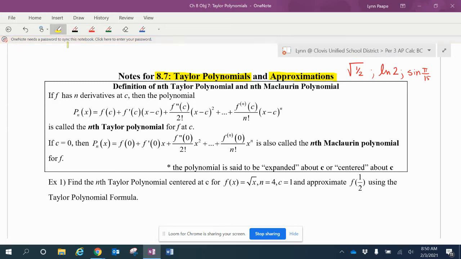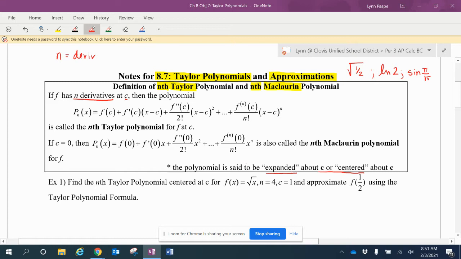So the first thing we have to look at is how do we define what we call a Taylor polynomial and a Maclaurin polynomial? And it will be nth, meaning we'll look at it in a finite sense, where n will represent our derivatives. So keep that in mind. And then our c value is what we're going to be centered about, or anchored or expanded.